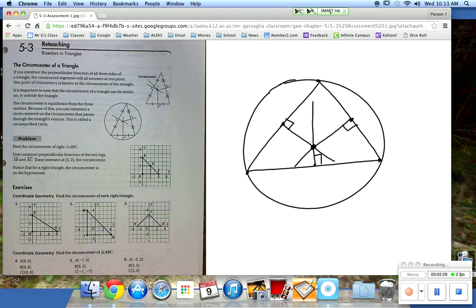All right. So, do you understand how we can find the center of a circle? They call it the circumcenter because the circumcenter means that we actually constructed where the center is.